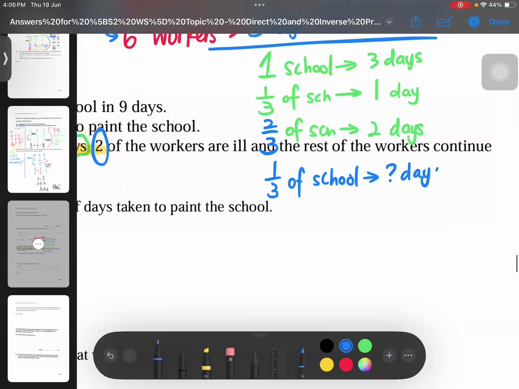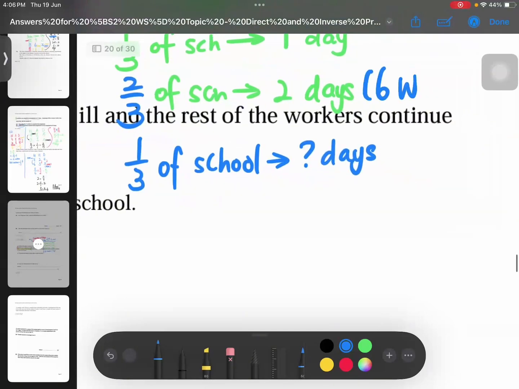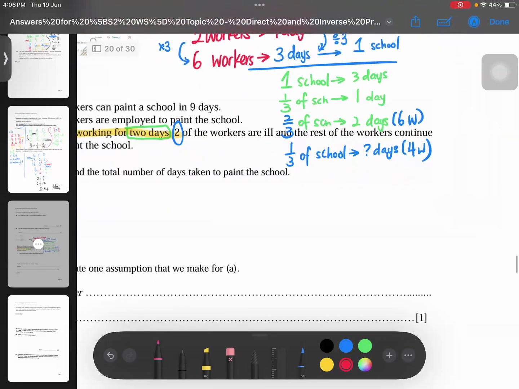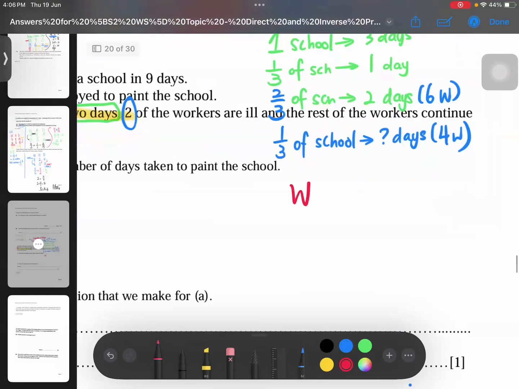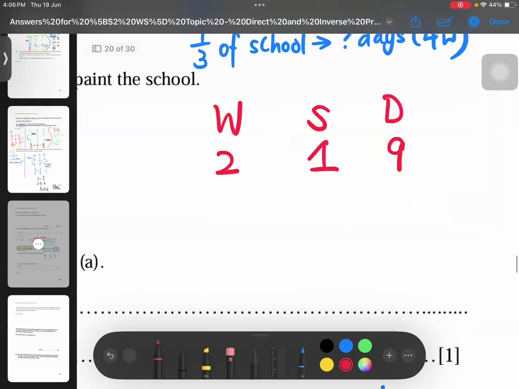And this one third of the school, how many days will it be? You know why the number of days will change? Because now it's no longer six workers. Agree or disagree? Now it's down to 4 workers. So what you will do is you will form your workers, school, and days. All right, 2 workers, 1 school, 9 days. Am I making sense? Now you have 4 workers. How much of the school? One third of the school. X is the number of days.